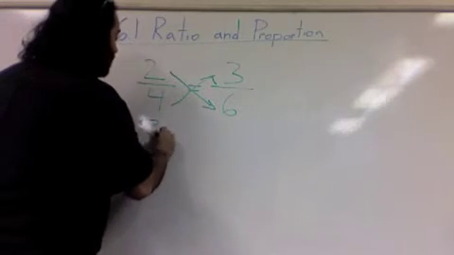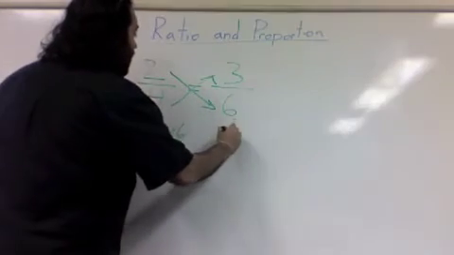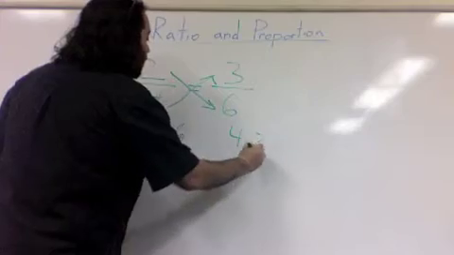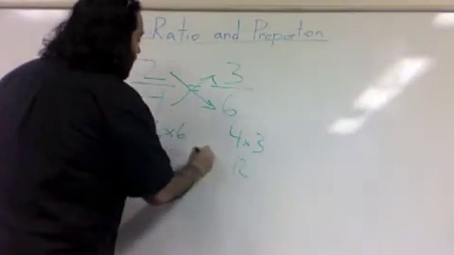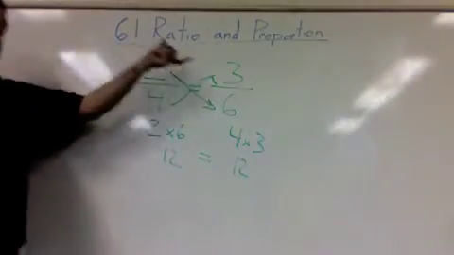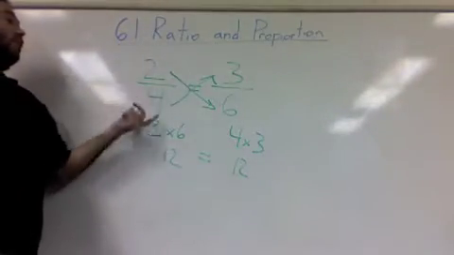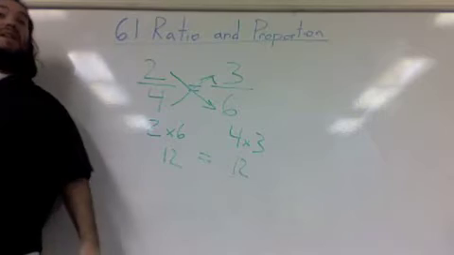So 2 times 6 and 4 times 3. 2 times 6 is 12. 4 times 3 is 12. Bam, look at that. Those two are equal. That means this is in fact a proportion, right? 2/4 is actually equal to 3/6.